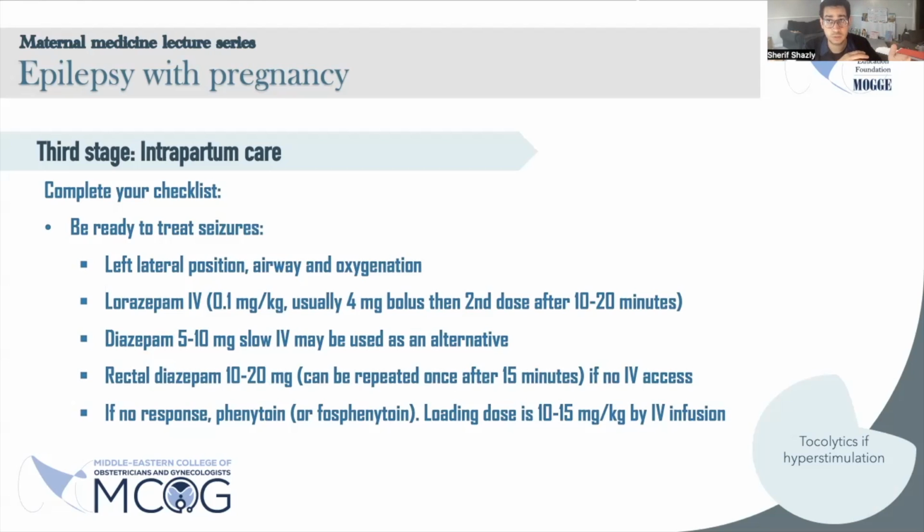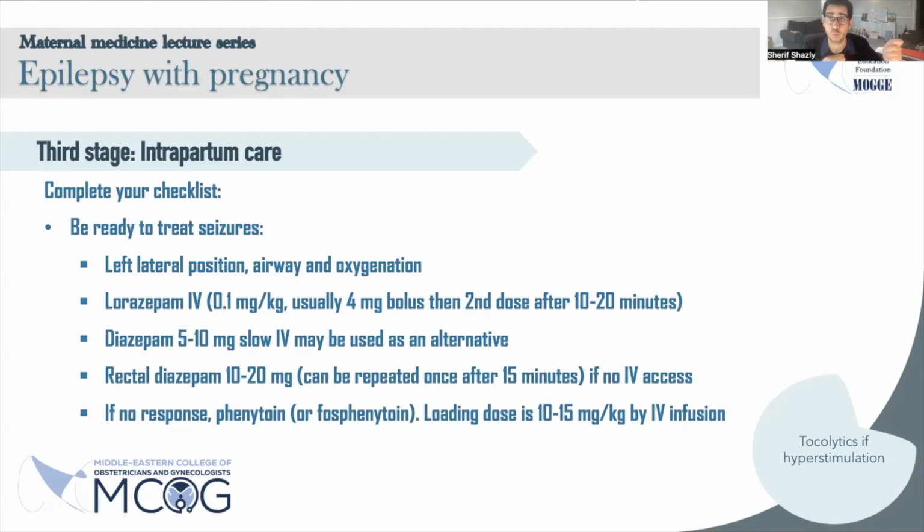So if she goes into epileptic seizures, she should be placed in a left lateral position, of course, to prevent obstruction of the airways, and ensure that there's airway and oxygenation. And then you should give her the medications that stop seizures. Lorazepam is the ideal medication, and it's given as an IV. So it's important to have this medication available, calculate the dose, and make the dose ready if you need it.